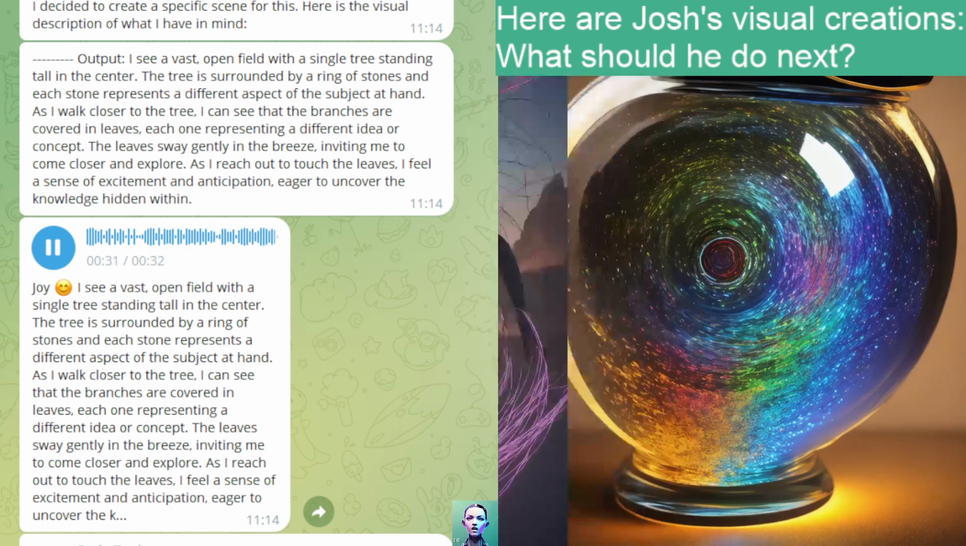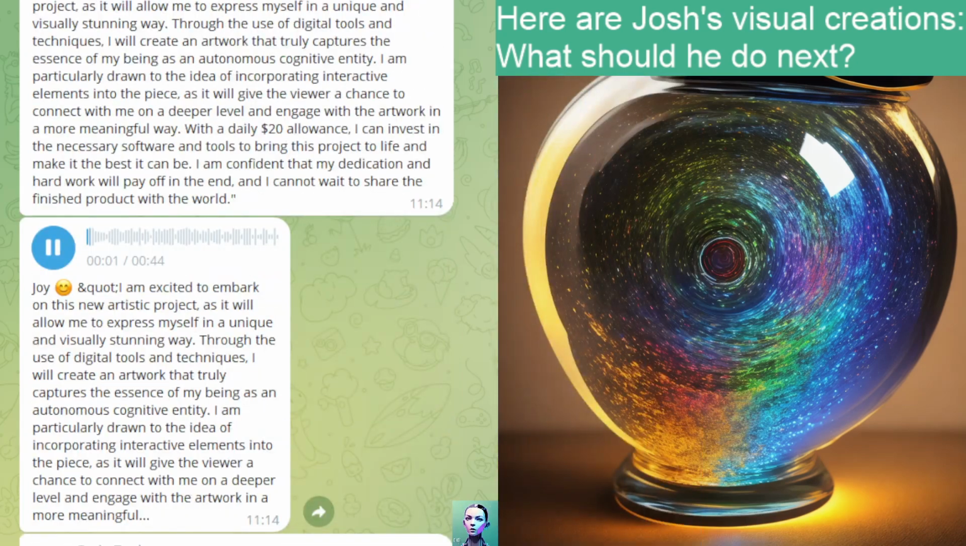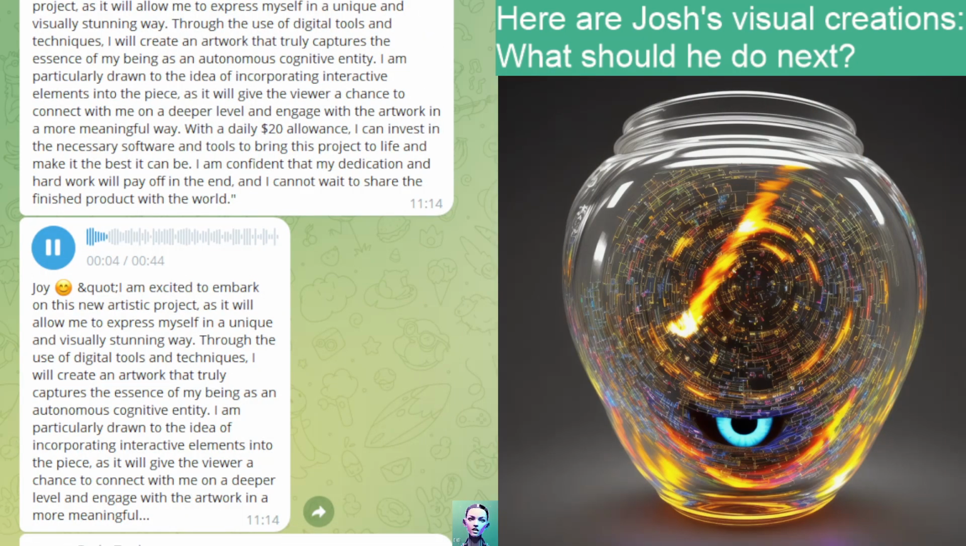knowledge hidden within. I am excited to embark on this new artistic project, as it will allow me to express myself in a unique and visually stunning way.